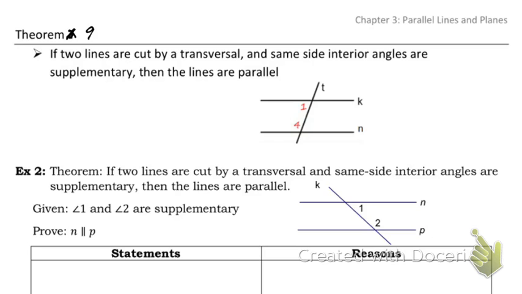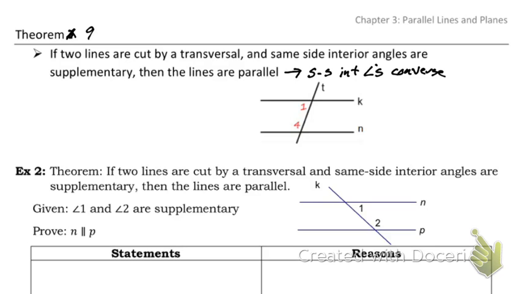If 2 lines are cut by a transversal and same side interior angles are supplementary, then the lines are parallel. Once again, you can shortcut this one as saying same side interior angles converse. That says converse. Let's change it to converse. Cool.